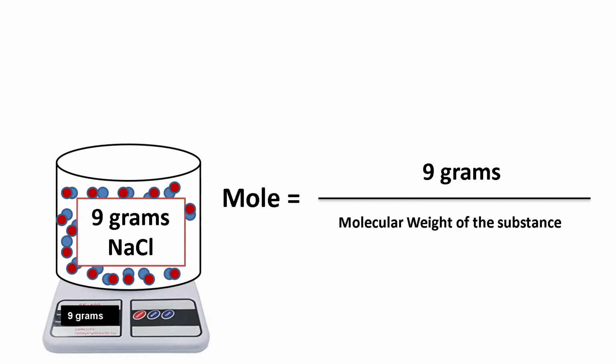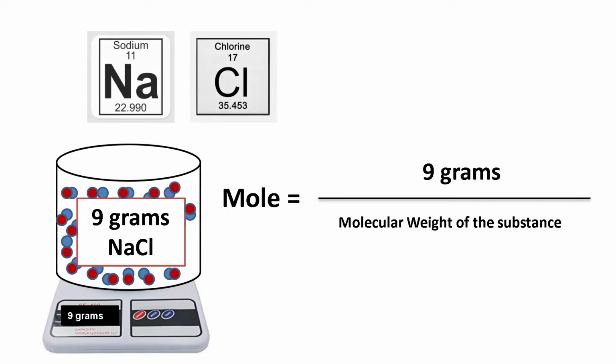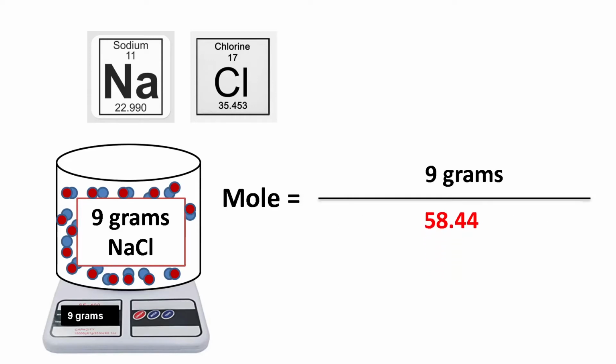Now we need to find the molecular weight of sodium chloride. Let us look up the periodic table. We can see that sodium has an atomic weight of around 23 and chlorine has 35.45. We add these atomic weights together, and we get the molecular weight of sodium chloride, which sums to 58.44. Now we put this molecular weight value, 58.44, in the denominator.